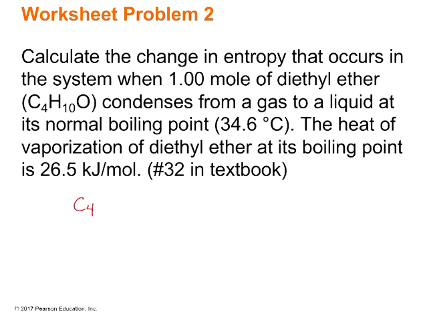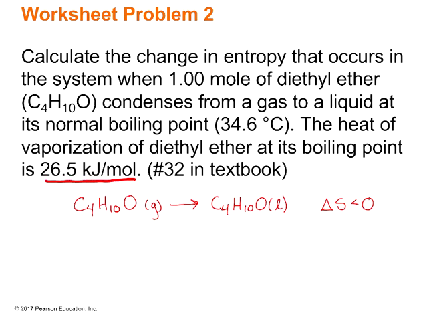Okay, so in this process, we have a compound called diethyl ether, and it's starting out as a gas and it's becoming a liquid. So this is pretty similar to our last problem. So again, we're going from a more disordered system to a more ordered system. So delta S will be negative. Now, we were given the heat of vaporization, and remember that we really need the heat of condensation because we're going from a gas to a liquid. And in the previous problem, we said that that was equal to the negative heat of vaporization. So the heat of condensation should equal negative 26.5 kilojoules per mole.